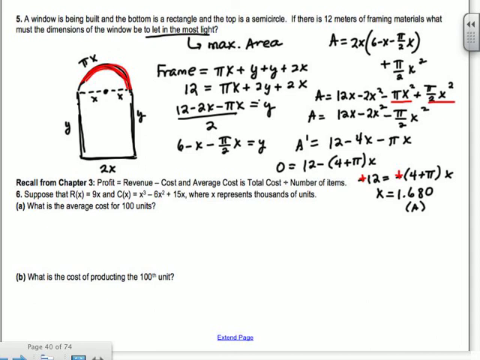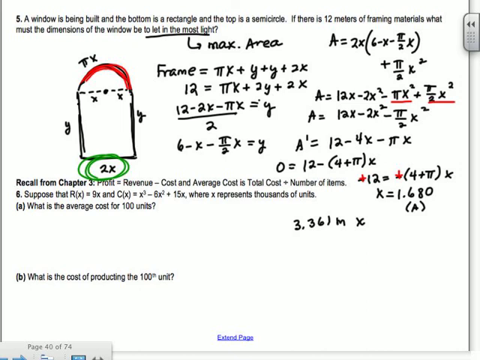So the question is, what must the dimensions of the window be in order to let in the most light? So I'd say, multiply by 2, so it'd be 3.361 meters along the bottom by, oh gosh, that's not 1.680. So what do I need to do for y? Do you guys see how I got 3.361 first of all? So just multiply by 2. So that finds this length here.